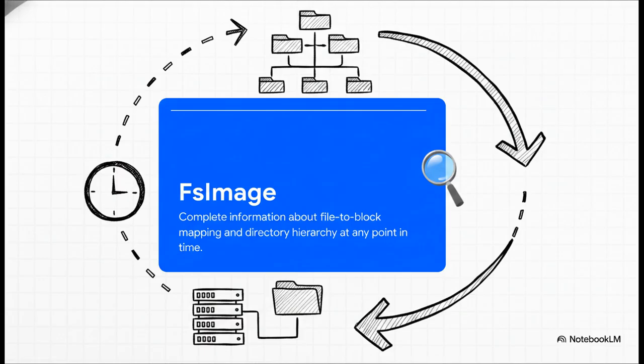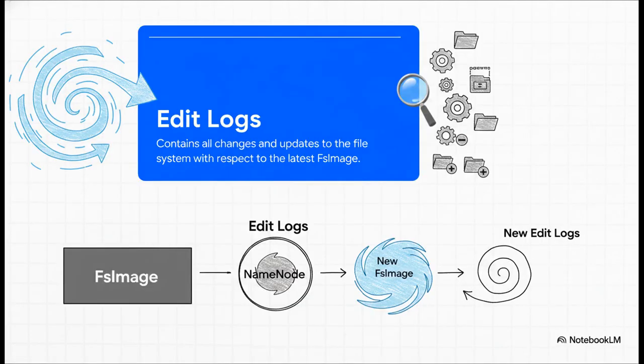The fsimage basically represents the complete, absolute state of your entire file system in one go. But as you know, a file system is constantly changing, right? That's where the second file comes in, the edit logs. This file is actively recording all the live, continuous changes and updates made to the system ever since that last fsimage snapshot was taken.